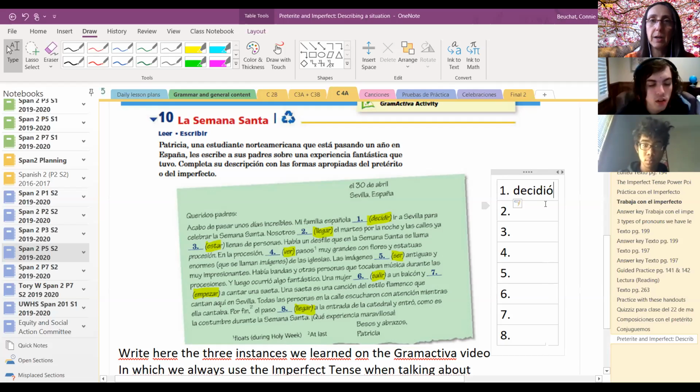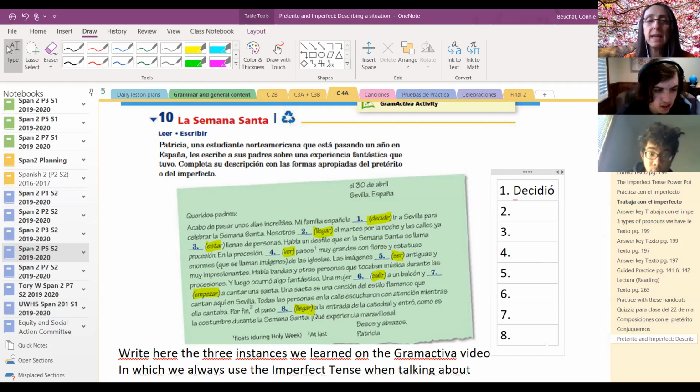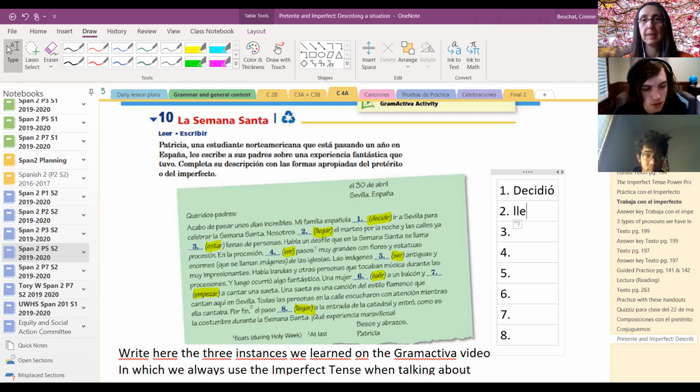You used the preterite. Can you explain why? Because it was a complete action. Complete action. Yeah. That's something that they decided to do. Nice. Decidió ir a Sevilla para celebrar la Semana Santa. Nosotros, llegábamos, and it says el martes por la noche. So that is Tuesday night.